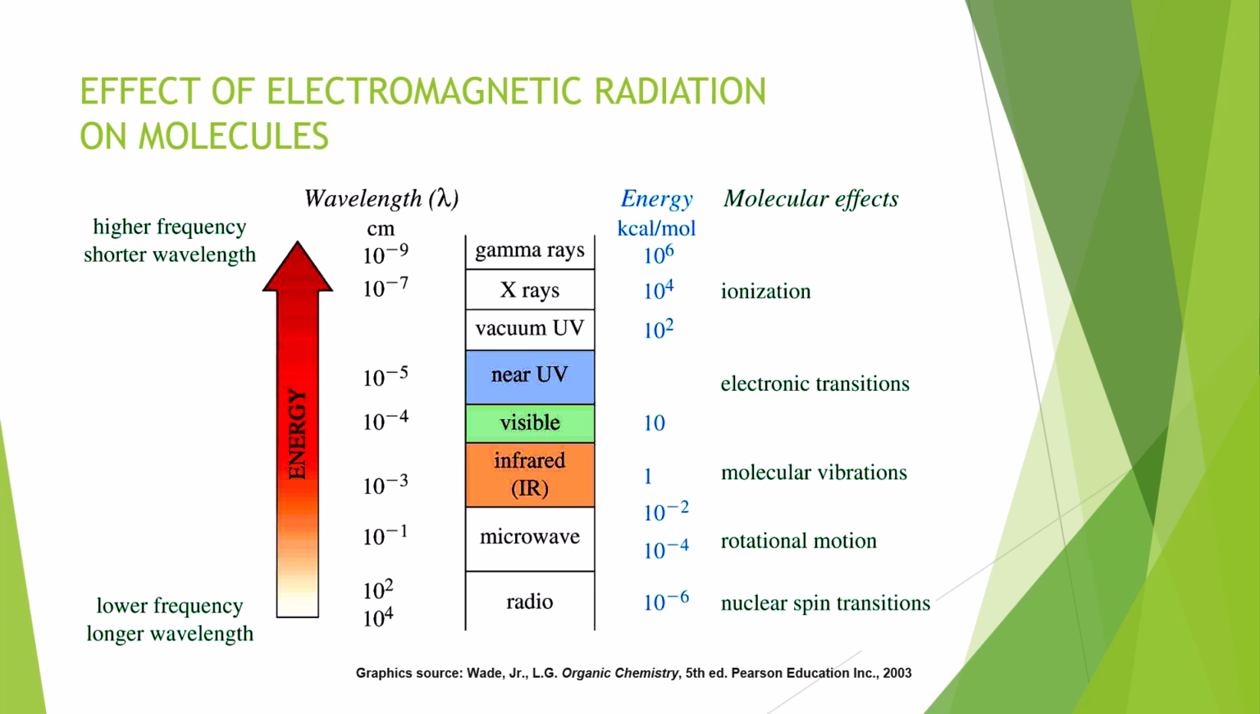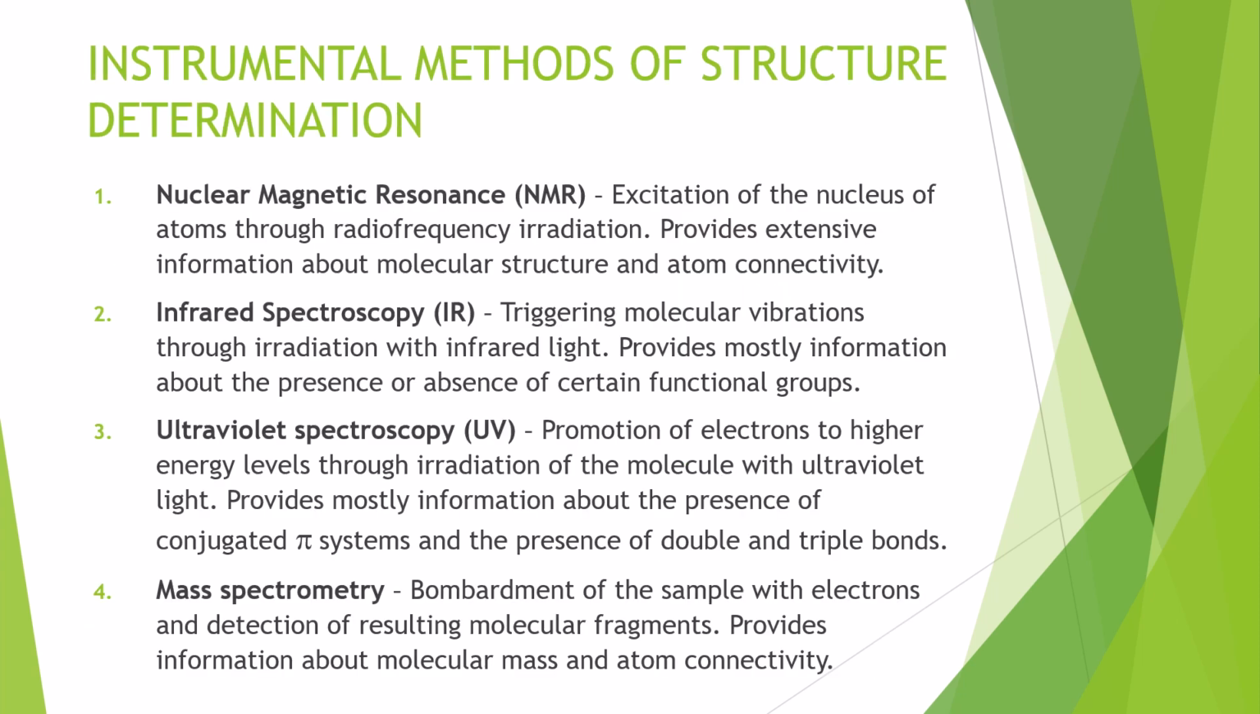So based upon what kind of transition we need, whether nuclear spin transition, molecular vibrations, or electronic transitions, we irradiate the sample, that is our organic compound, with the type of radiation which can provide that much energy for the transition. There are various instrumental methods for structural determination, like NMR, IR, UV, and mass spectrometry. So first, nuclear magnetic resonance.